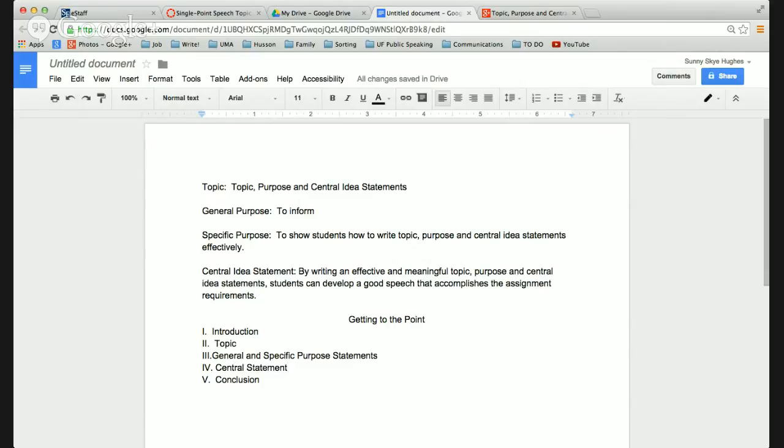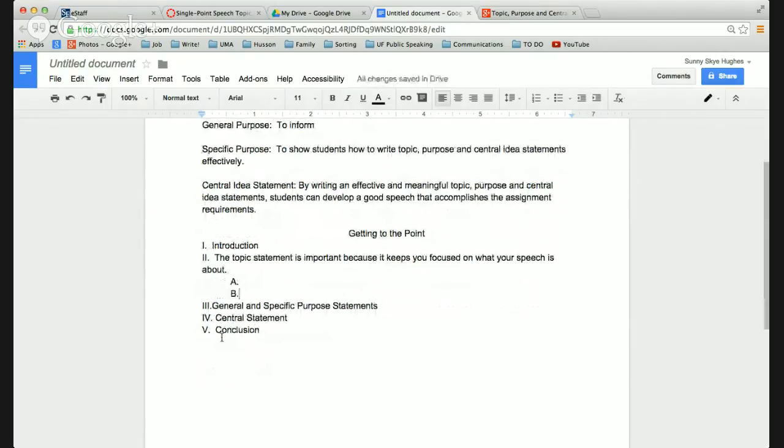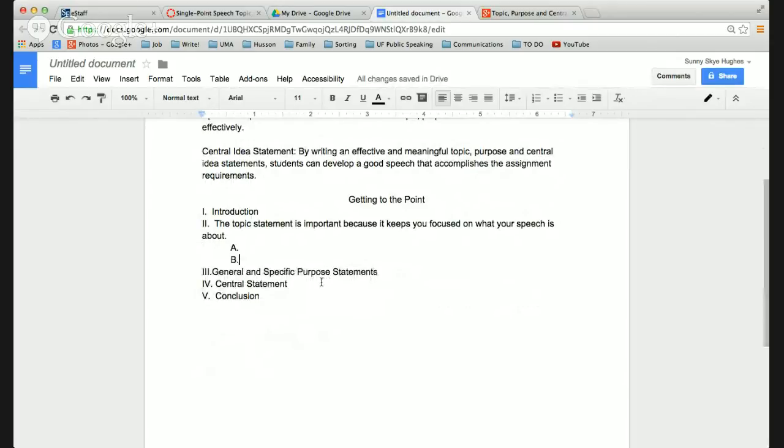Now, again, remember I'm being very meta here and using this topic as a way to develop the speech. Each of these main points would then be developed into a complete sentence. The topic statement is important because it keeps you focused on what your speech is about. And then I would go on to create subpoints to support that. Remember, always if you have a subpoint at one level, you need to have at least one accompanying point. So all A's should have B's, all 1 should have 2. You could actually go out to 50 or all the way to Z as long as you have 2. I'd then continue this process for the general and specific purpose statements and for the central idea statement.